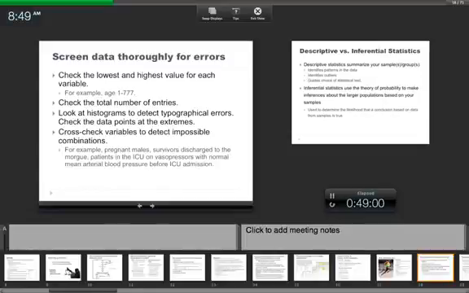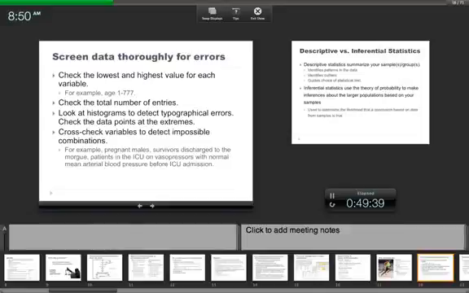and check for careless mistakes, etc. Check the total number of entries. If your sample only has 32 patients and you ended up with 34 lines on the spreadsheet, obviously something is wrong. Or you can do a histogram of the data and check to see if there are any typographical errors or any data points at the extremes that are typographical errors that have occurred.